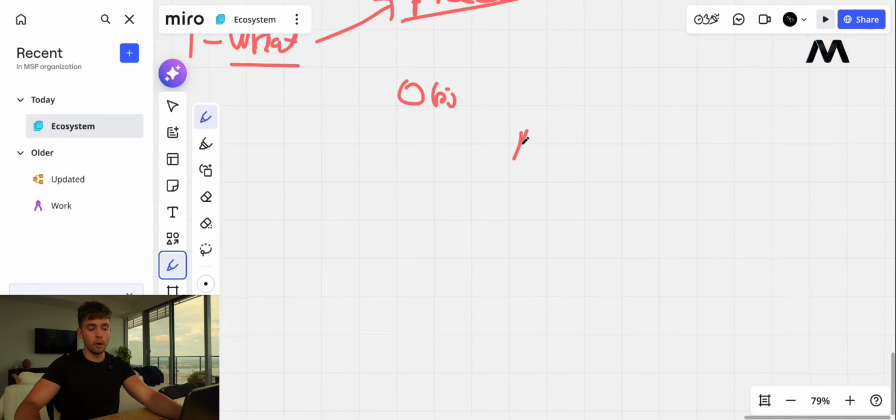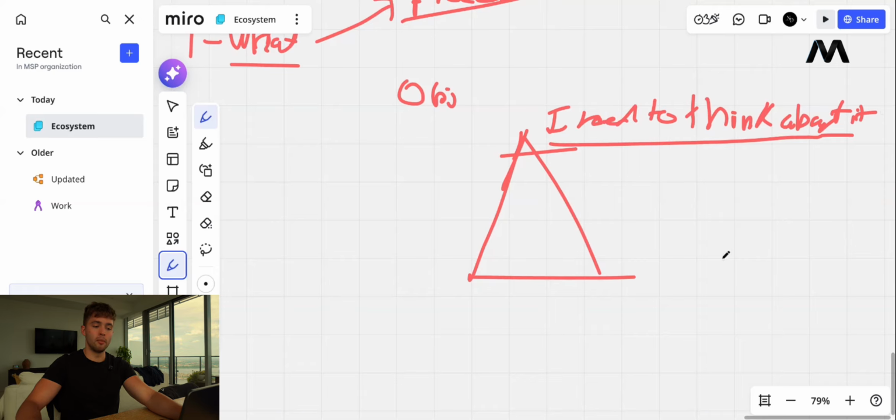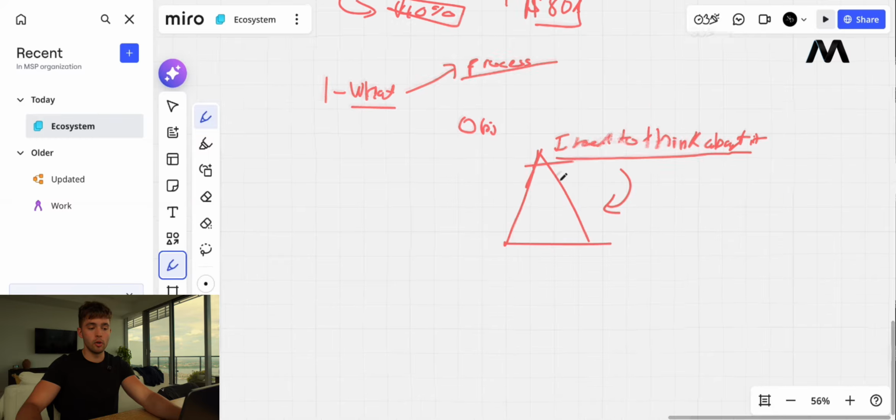So obviously, iceberg. The tip of the iceberg here is, I need to think about it. That's the objection that they're giving you on the front end. But on the back end, meaning what's actually beneath the surface, and you can't see beneath the surface if you don't actually do your job properly.